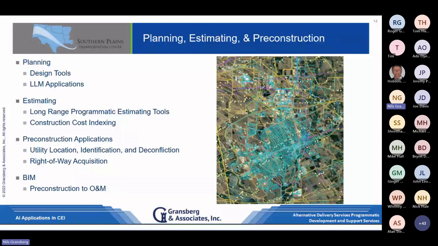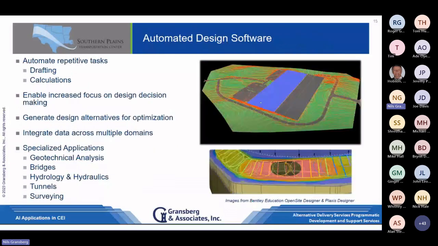We'll also look at some pre-construction applications for utility location, identification, deconfliction, right-of-way, and then also, if we get some time, talk about BIM, pre-construction to O&M. So this is something we're going to see more and more: automated or AI enhanced or supported design software.